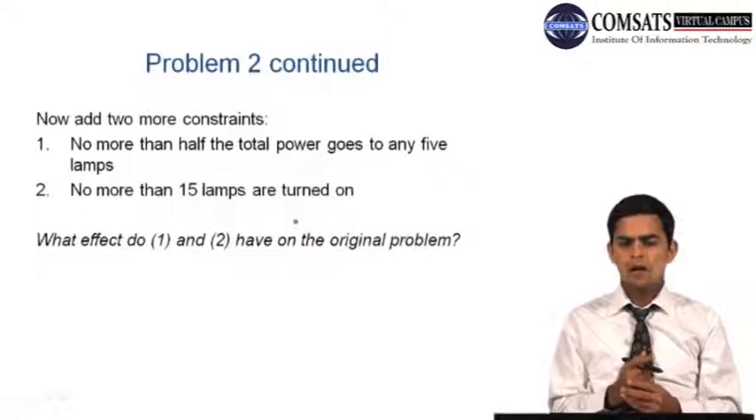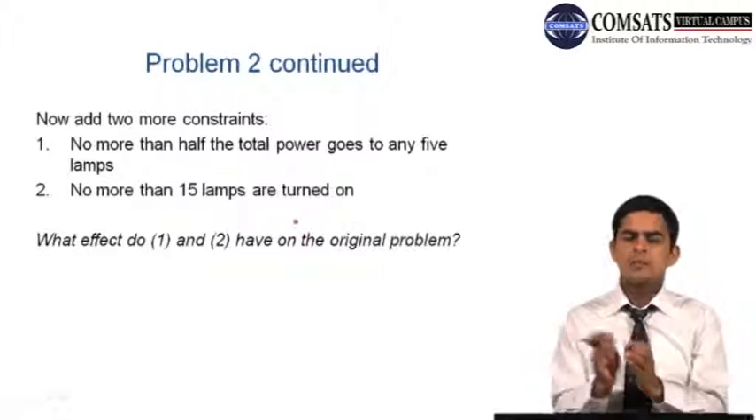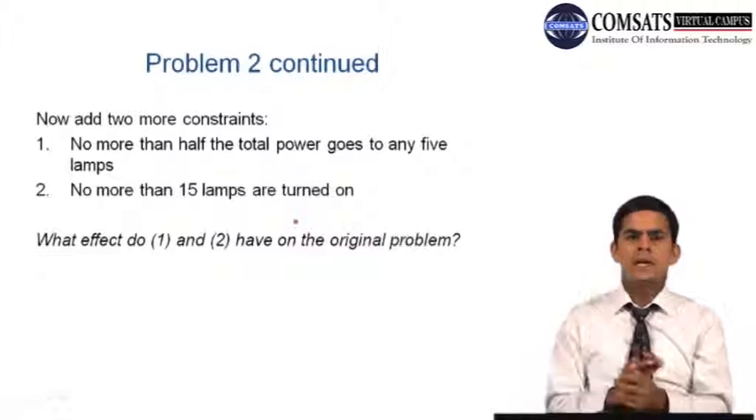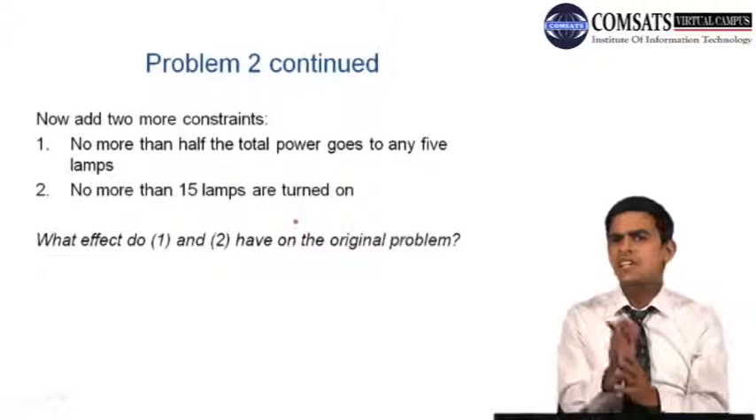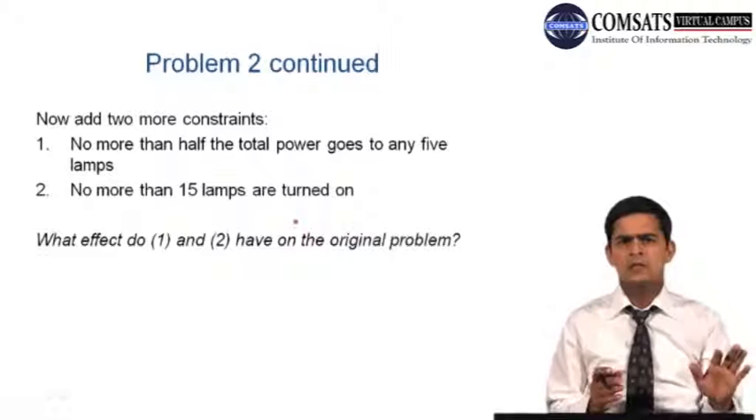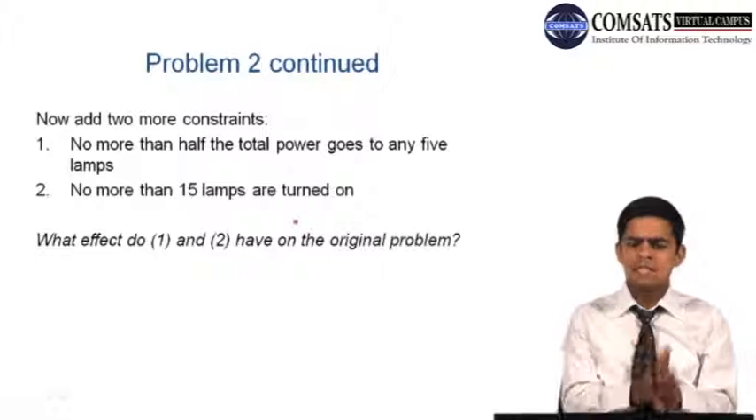If you have a certain amount of power available, you should not assign more than half of the light to five lamps. If you have five lamps which are fixed in your key areas, let's say near your working table in your living space, then you should not provide them more than 50% of the electricity available. You can provide them maximum 50% or less than that.